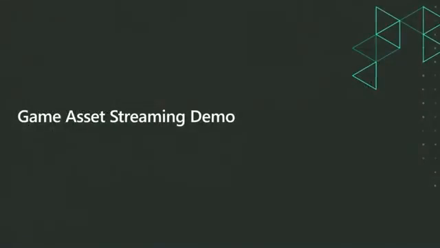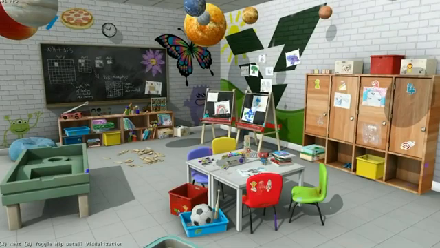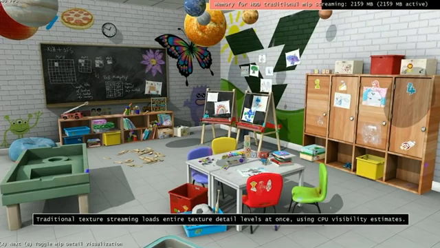Let's take a look at how you can use game asset streaming. The scene you're looking at was built to a very high level of detail so that the objects can be inspected up close. Over 10 gigabytes of texture content are present in the scene, and we use texture streaming to hold only some of that content in memory at any given time.